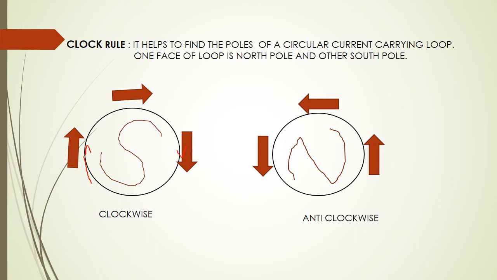And if the direction of current is anti-clockwise, here you can see, the direction of current is downward, whereas here the direction of current is in upward direction, that is, the direction of current is anti-clockwise, so it will behave as a north pole. When you understand this clock rule, you will be able to very easily find the poles, north pole or south pole, of a solenoid.